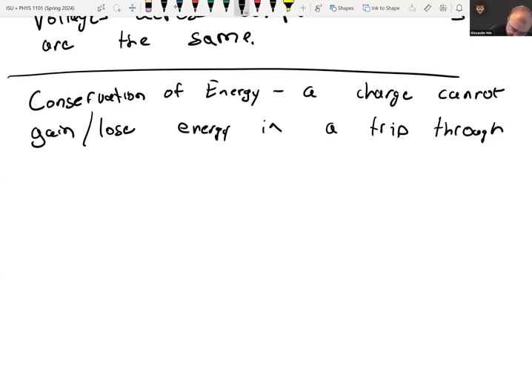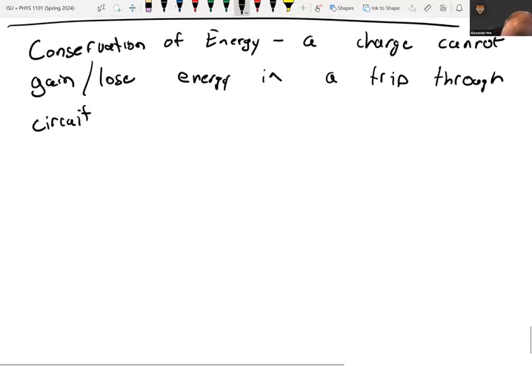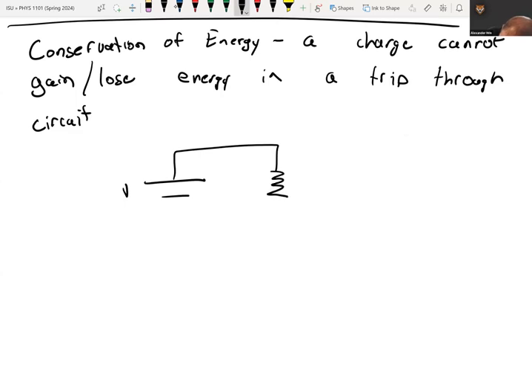So the point is that in order for current to flow, you have to have a path so charges can constantly move through the circuit. And no charge can gain more energy than it loses or lose more energy than it gains. Okay. So just for an example, a simple circuit, we have a voltage source, V, and we have a resistor, like so.